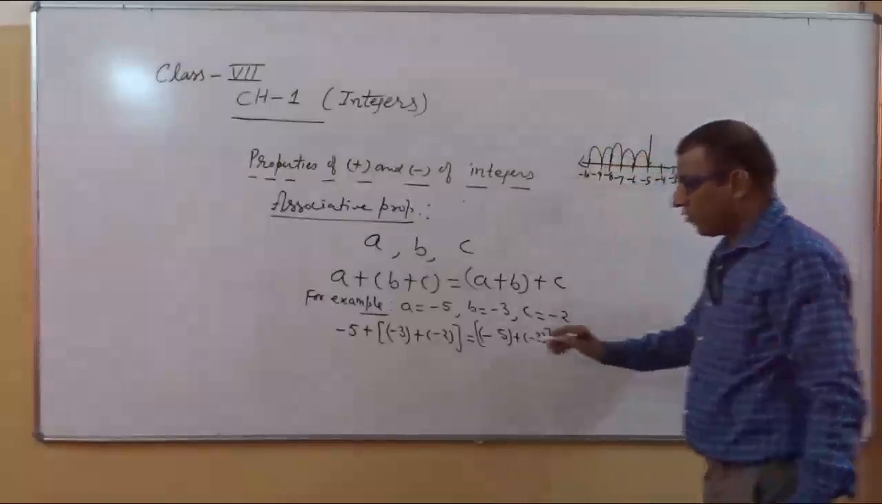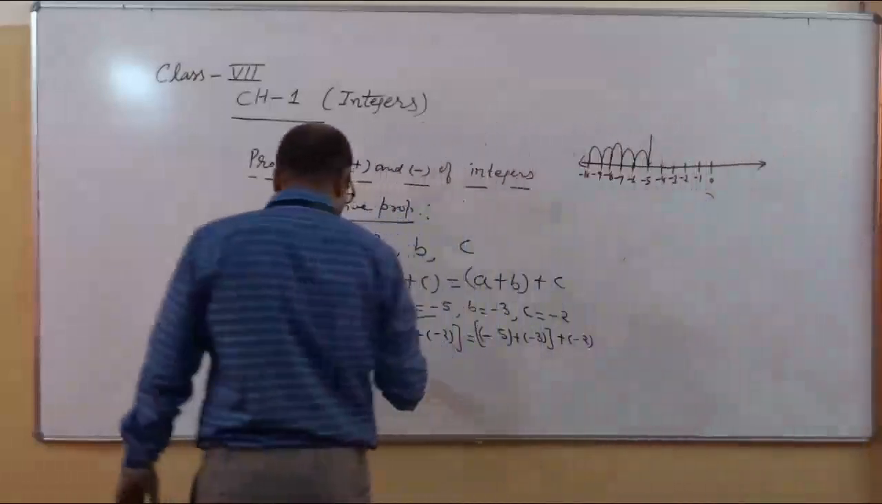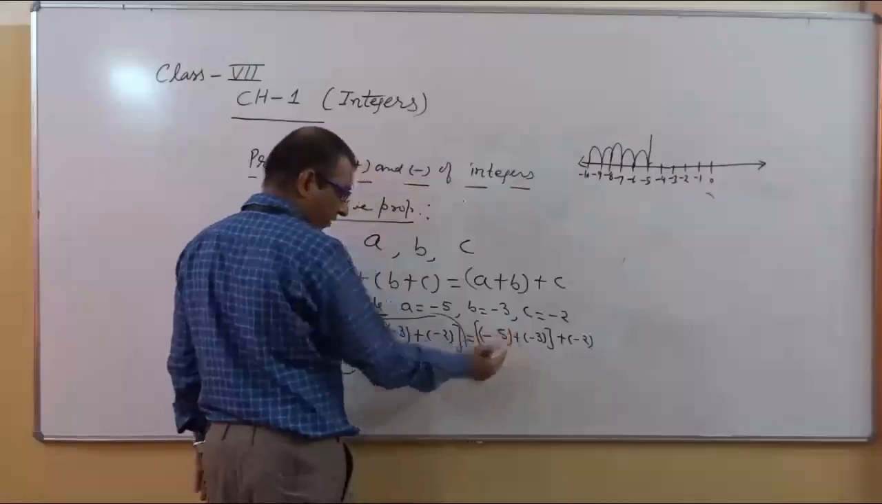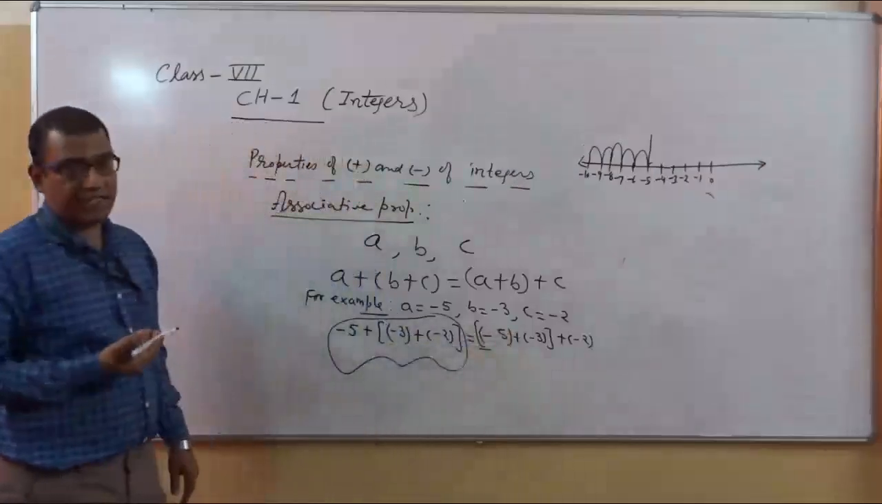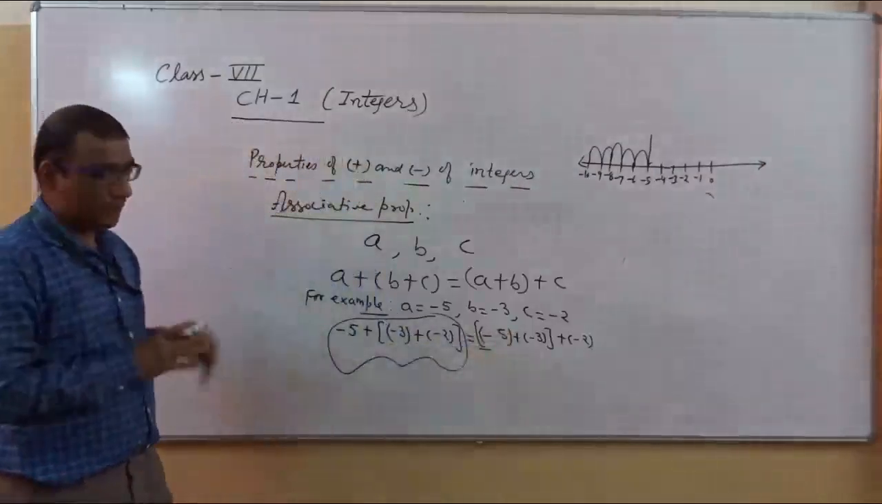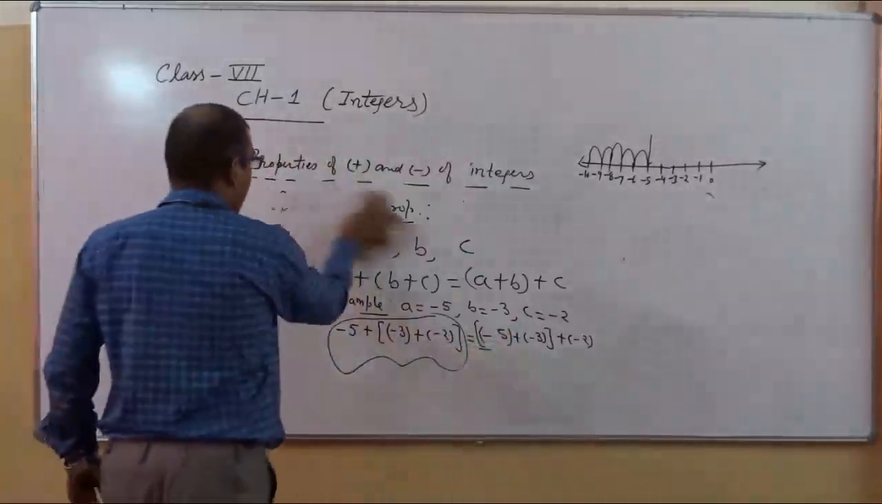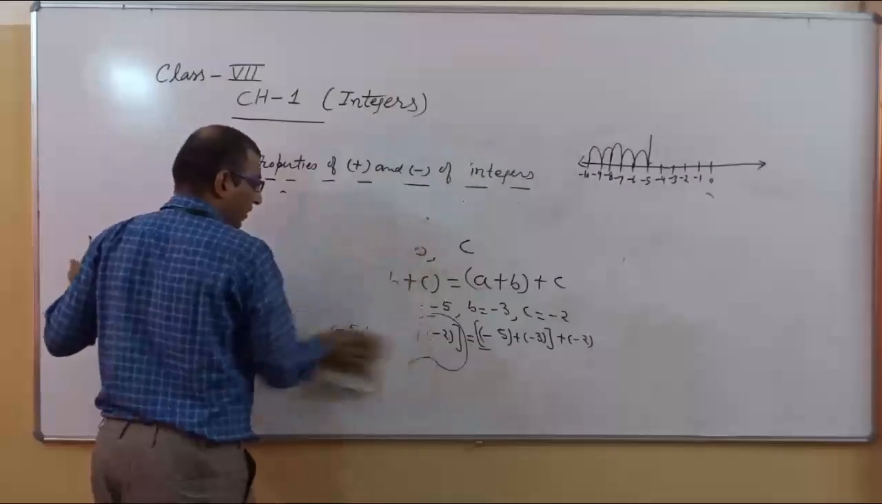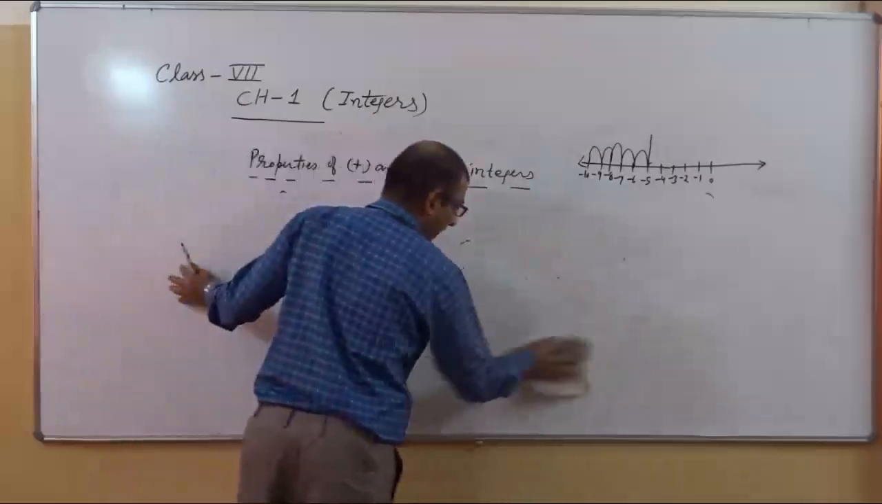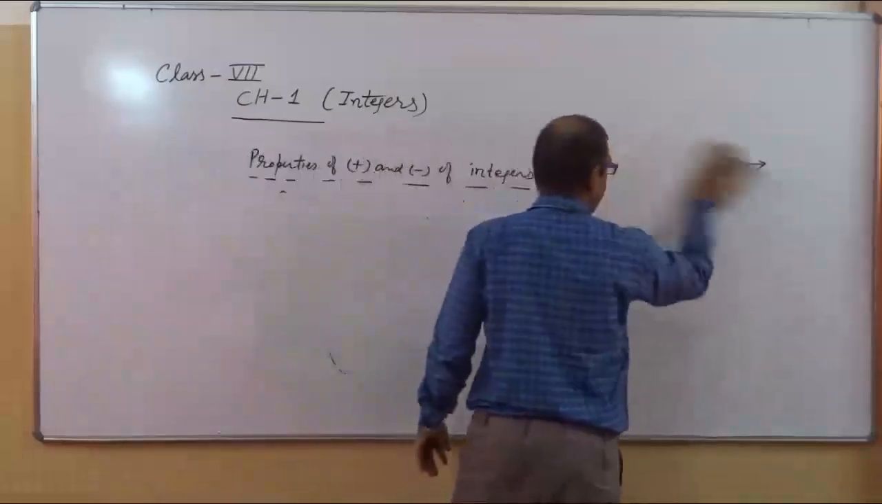It means when we solve either side, whether the left-hand side or the right-hand side, we will get -10. So this is the concept of the associative property. After this property, we will continue with additive identity.